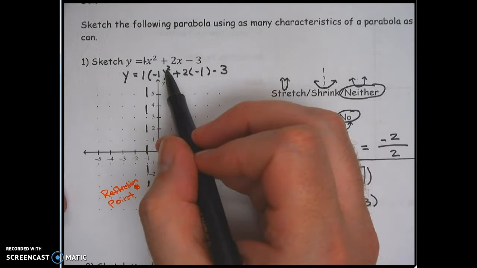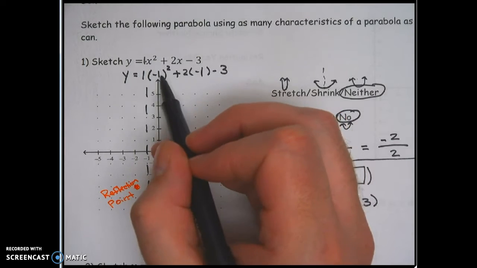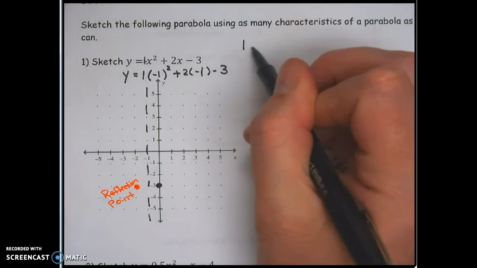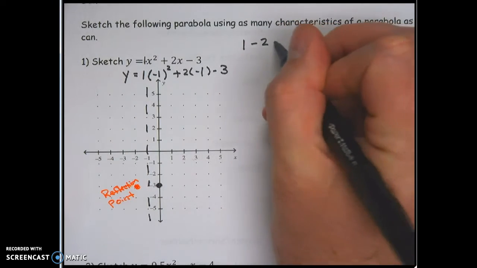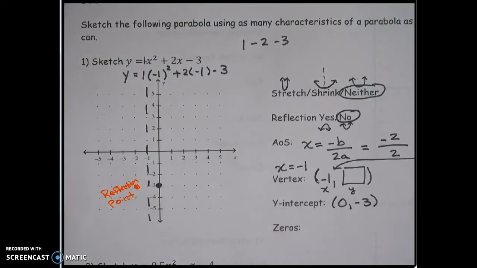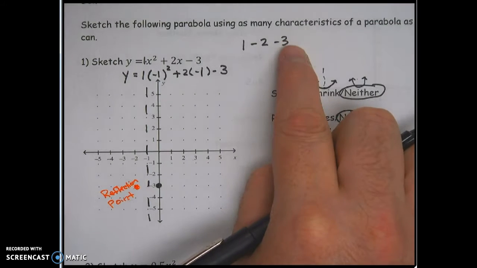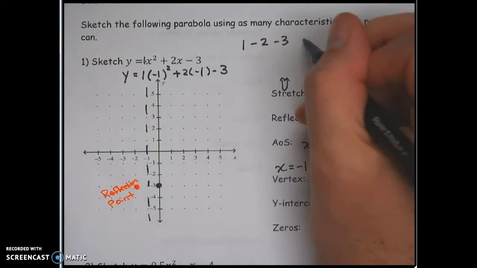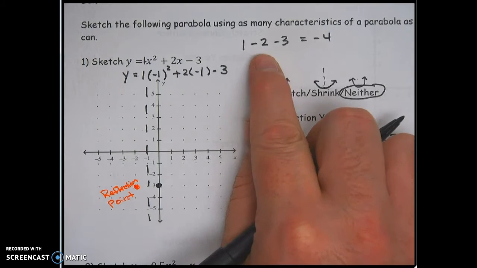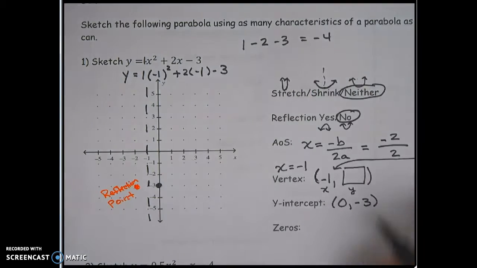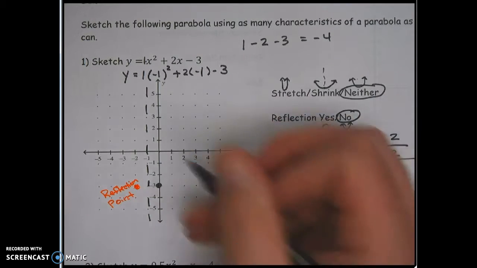-1 squared would be 1, because -1 times -1 is 1. 1 times 1 is 1, so this is going to turn into 1. 2 times -1 is -2, so it turns into 1 minus 2 minus 3. Well, negative 2, negative 3 is negative 5, plus 1 is negative 4. You could also have done it this way: 1 minus 2 is negative 1, minus another 3 is negative 4. So now it tells me my y value is negative 4.